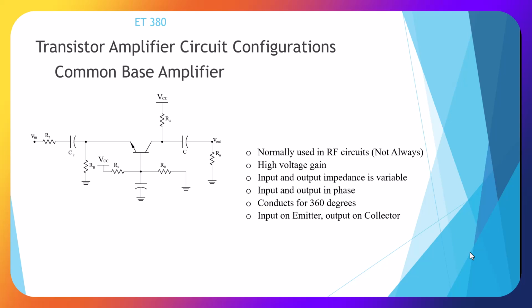Here's our common base amplifier, and this is the one we're going to do a lab on. This is normally used in radio frequency circuits. It has high voltage gain. Input and output impedance is variable. Input and output are in phase, and it conducts for 360 degrees. The input's on the emitter, output on the collector.